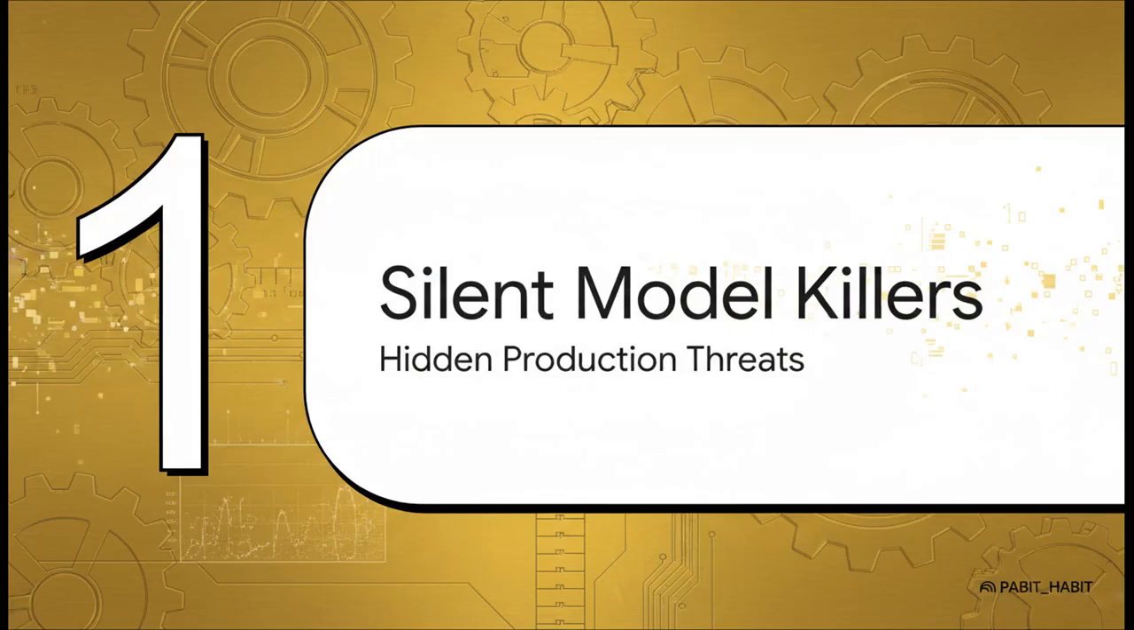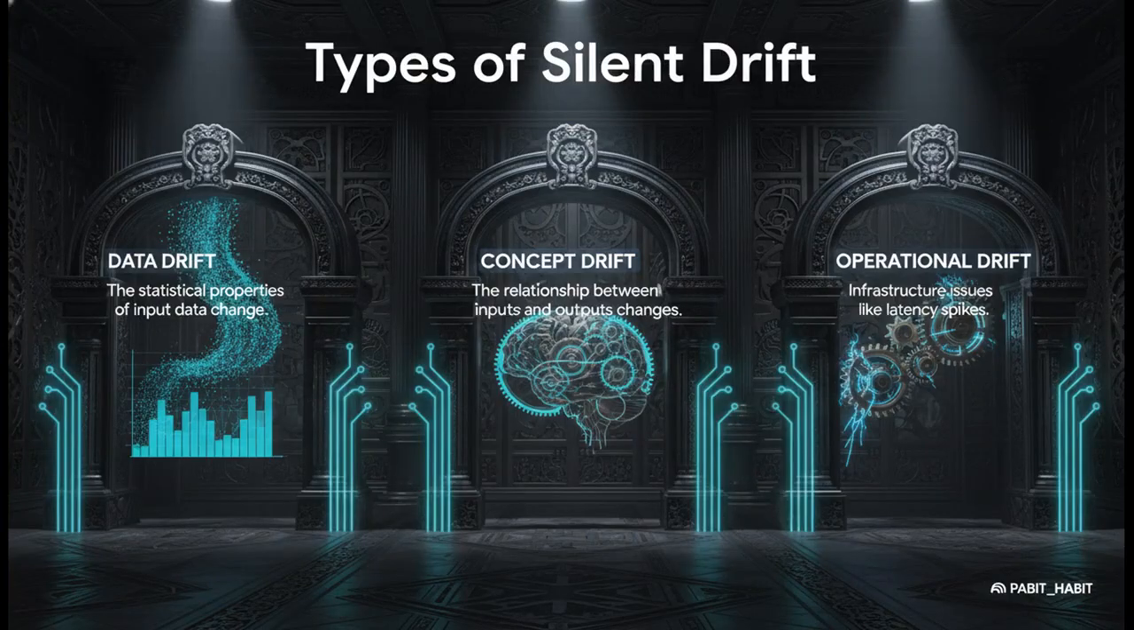Okay, so first, let's identify the culprits. Let's unmask these silent killers. We're not talking about sudden, dramatic crashes. Nope. These are subtle shifts, these little changes that quietly eat away at your model's accuracy and its reliability over time. Because, let's face it, the world isn't static, and your data sure isn't either. And they usually come in three main flavors.